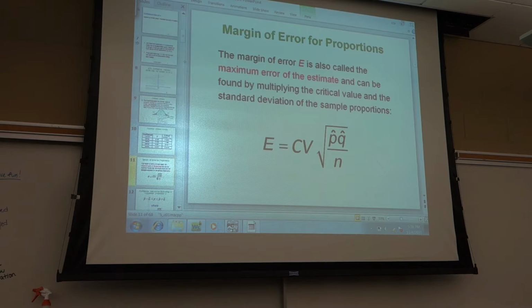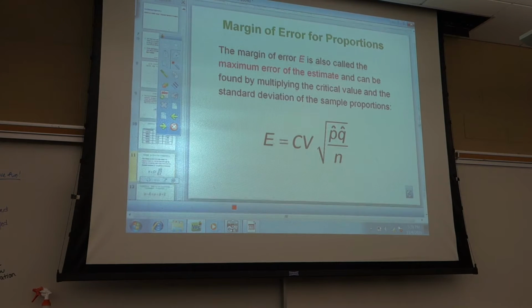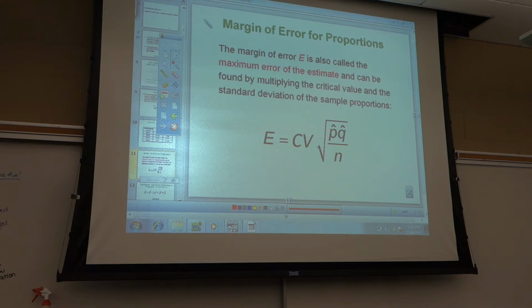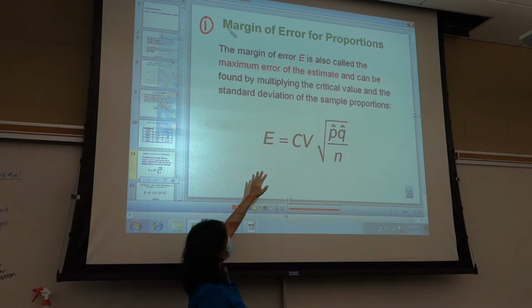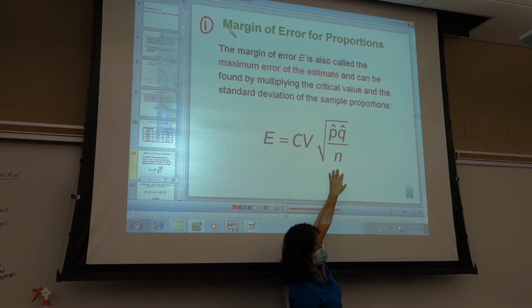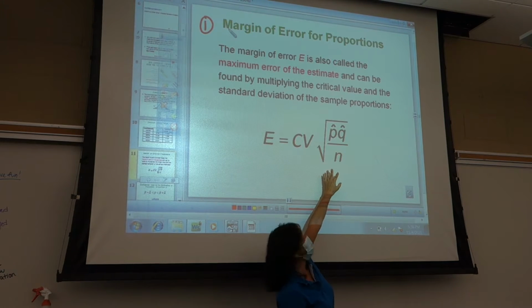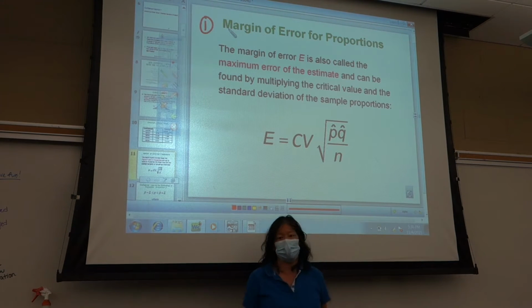All right, so our margin of error. This is kind of our first step, right? It's finding our margin of error. It's the amount that we're adding and subtracting from our p hat or our x bar. It's our critical value times our standard deviation. In this case, for our proportions, our standard deviation is square root of p hat q hat over n.